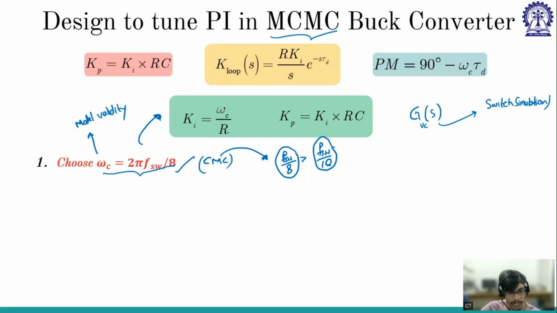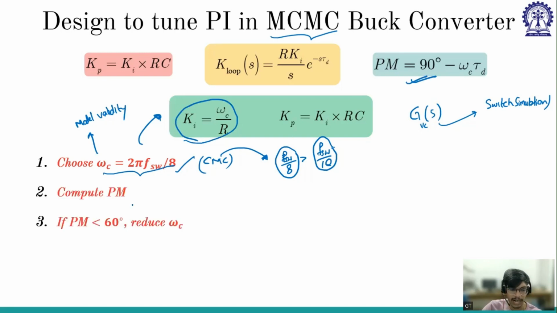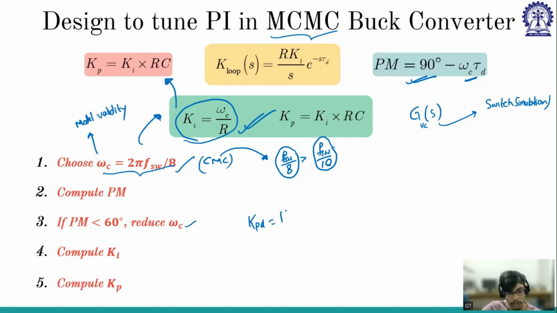Now, after getting omega c, first should I calculate K? No, first I select the phase margin. If my phase margin is greater than 60 degrees, then I'll fix my omega c. But if it is less than 60 degrees, I will reduce omega c and then check if my phase margin is 60 degrees. Once my phase margin is 60 degrees, I will fix my omega c and then go to Ki. Now that I got Ki, I will go to Kp. And from this, I will get Kpd equal to Kp and Kid equal to Ki into Ts. Is this clear till this point?